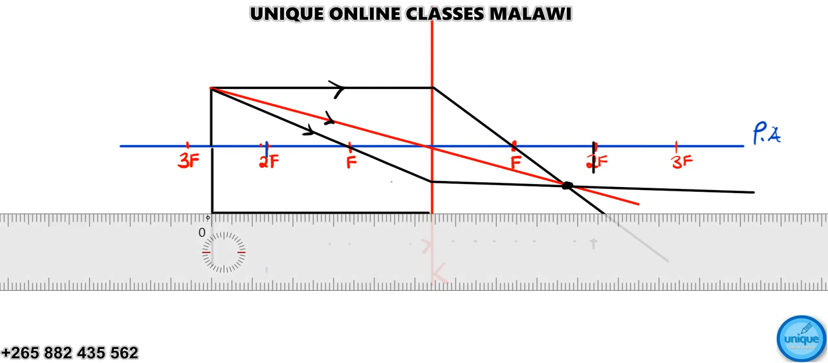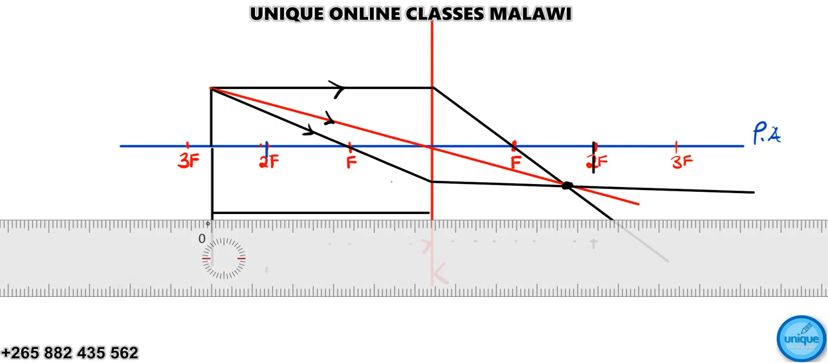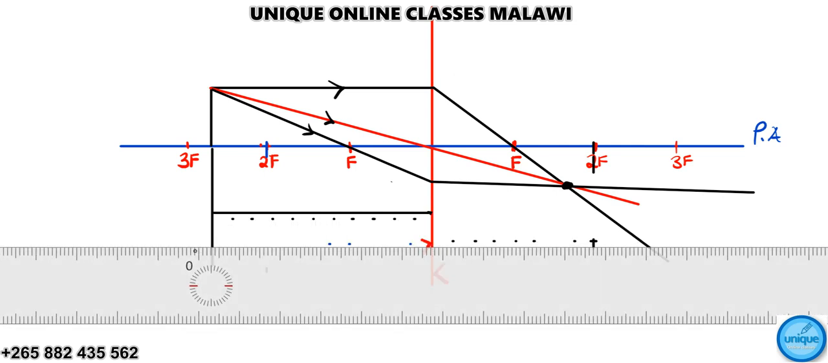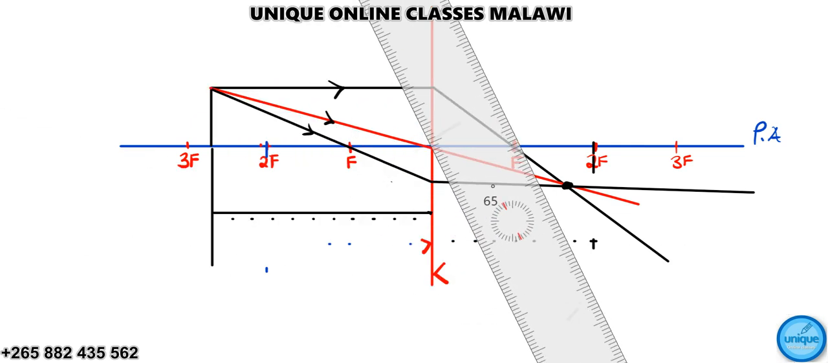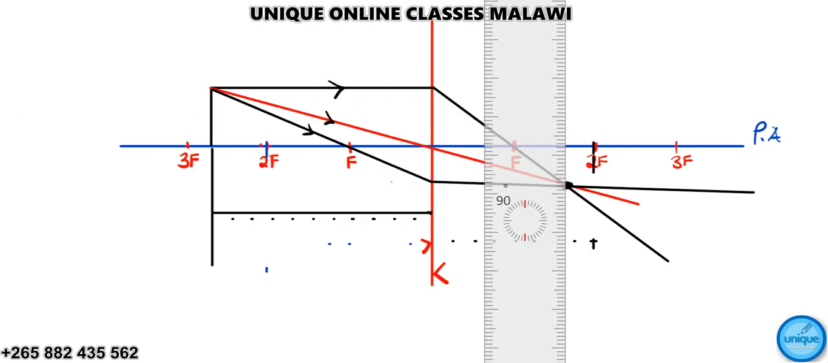Let's measure that one. If you can count, we have 1, 2, 3, 4, 5, 6, 7, 8, 9, 10, 11. Yeah, around 11. So this half is 11, this side here where we have our image.